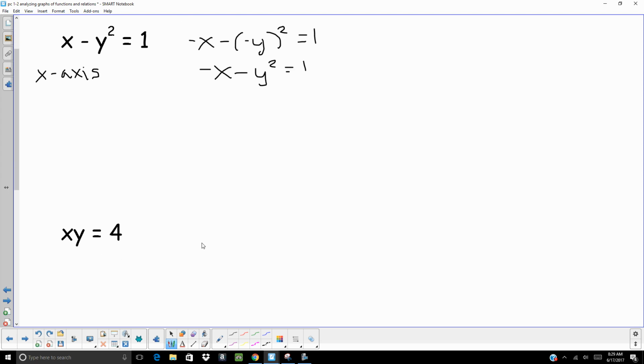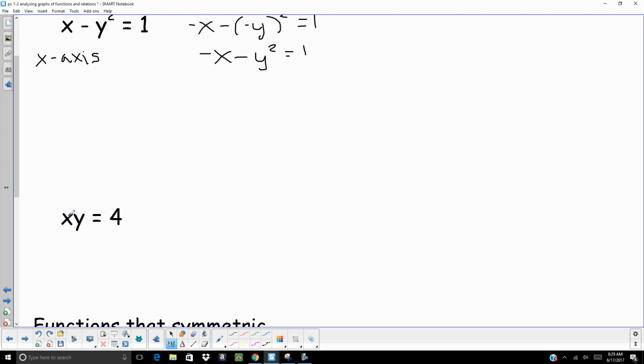Take a second and pause and try x times y equals 4 on your own. When you are ready, hit the pause button and check your answers.